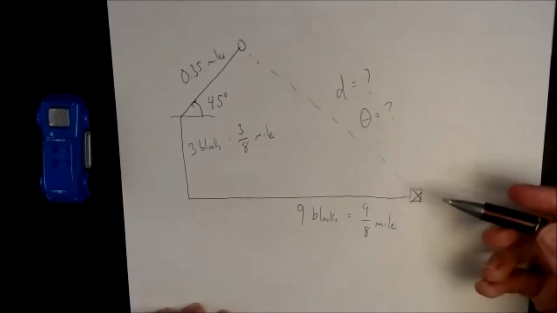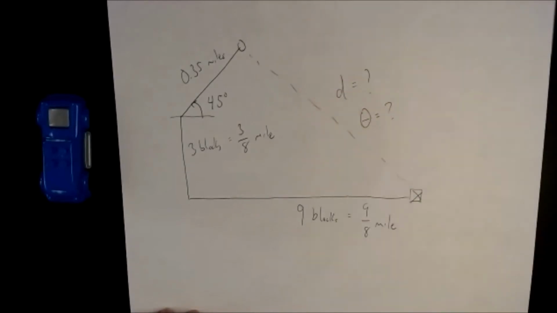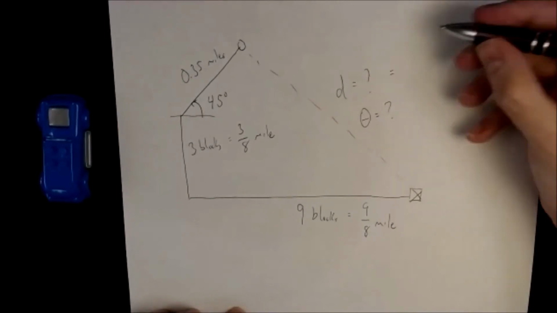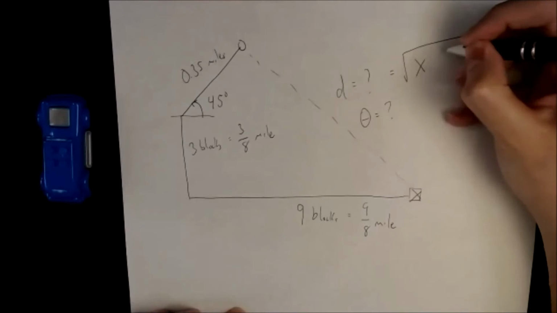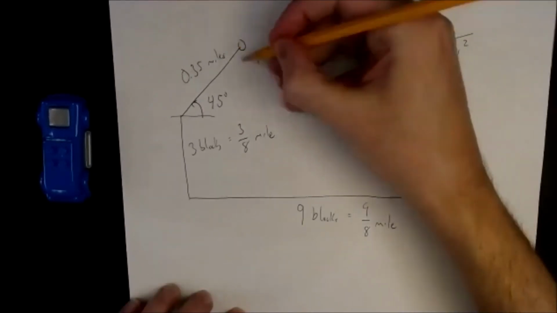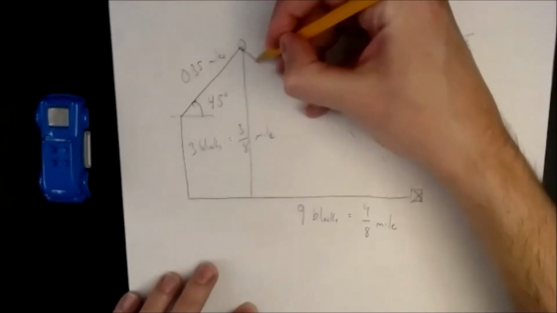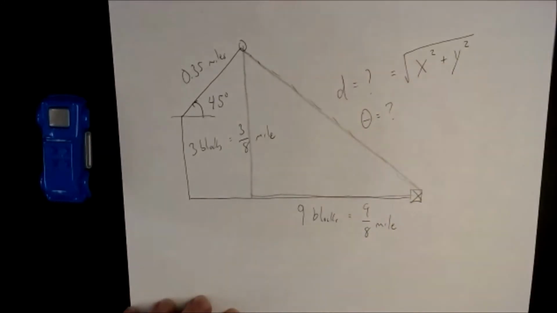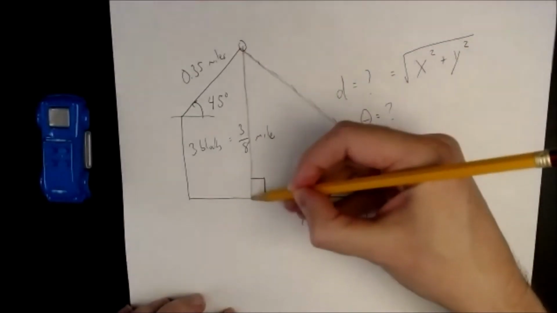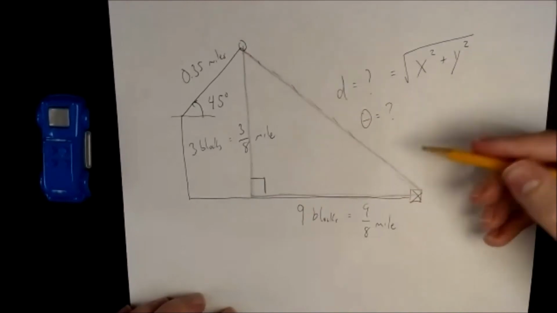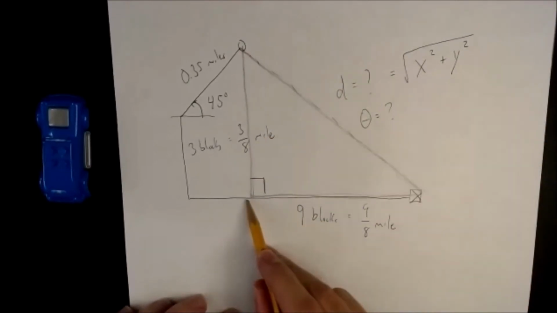If we want to find out that distance and that angle, the distance we can find with the Pythagorean theorem, square root of all the x stuff squared plus all the y stuff squared. You can see that if you make this into a triangle, like that, that's a right angle right there. This is one side, this is another side, this is the hypotenuse. This side, actually let's go with this side first.